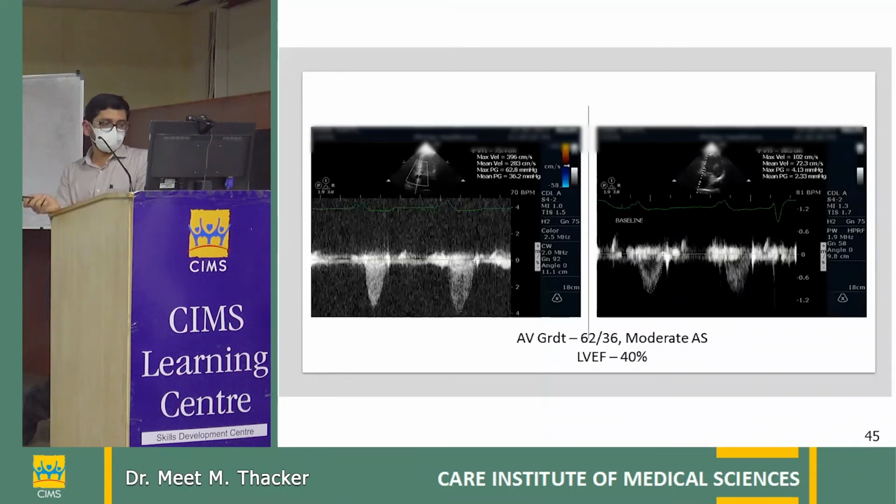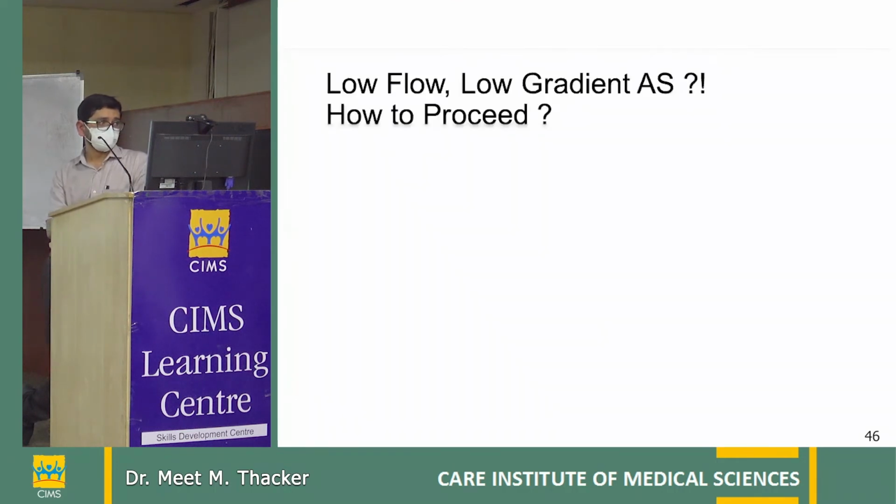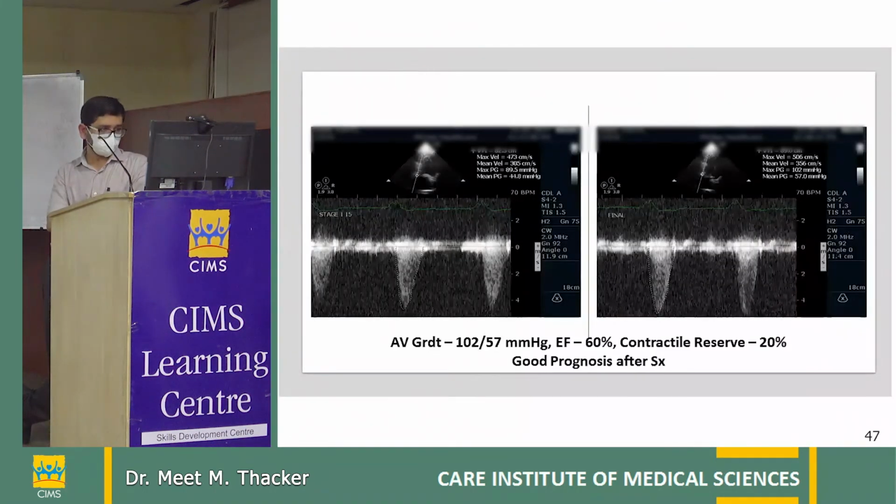Yes, the echo showed a gradient of 62 by 36, moderate AS, and EF of around 40%. So this was low flow, low gradient AS. The next step in evaluation would be stress echocardiography or dobutamine stress. Upon dobutamine stress echo, the AV gradient increased to 102 by 57, EF of 60. The contractile reserve was hence 20%.